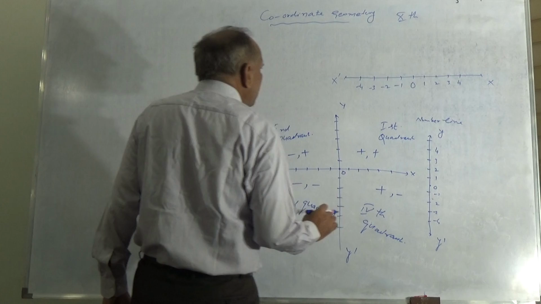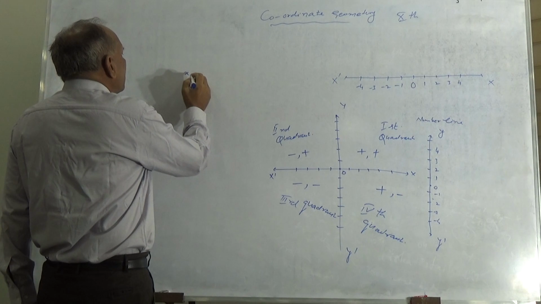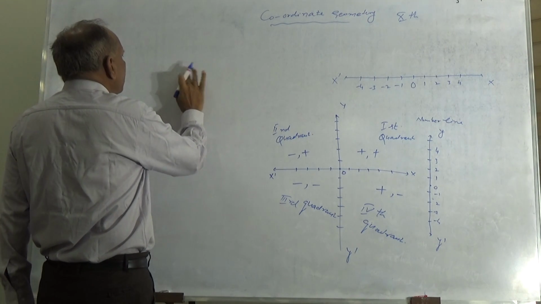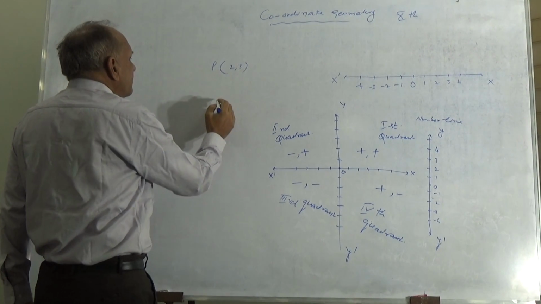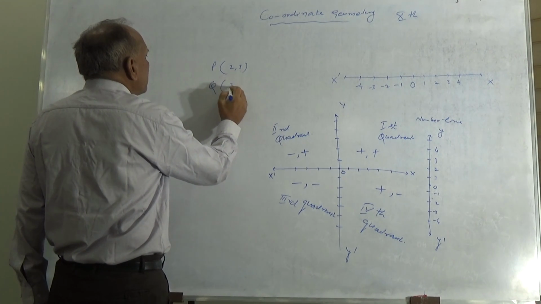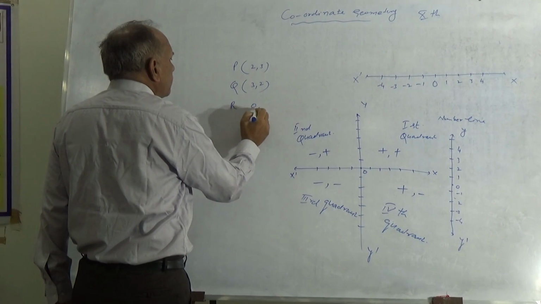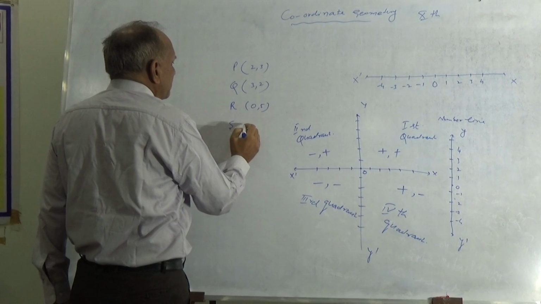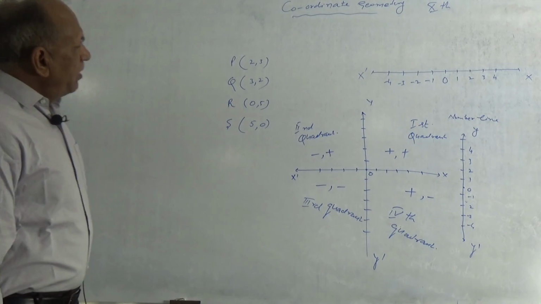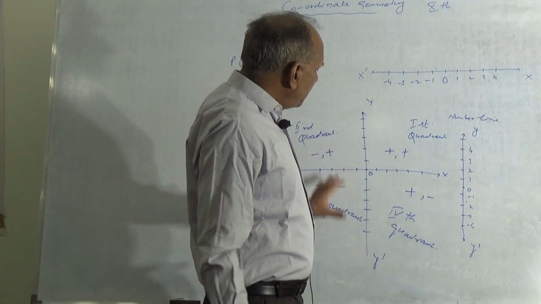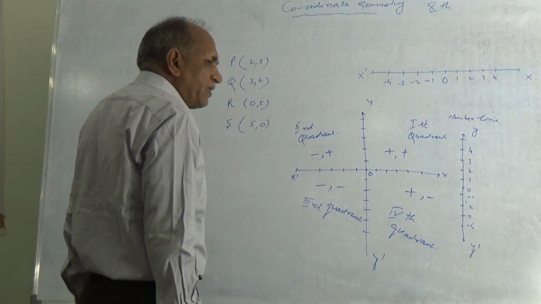Let us draw some points. There is a point P (2, 3), another point Q (3, 2), R (0, 5), S (5, 0). And this plane is called the Cartesian plane, also the coordinate plane, and sometimes the XY plane.